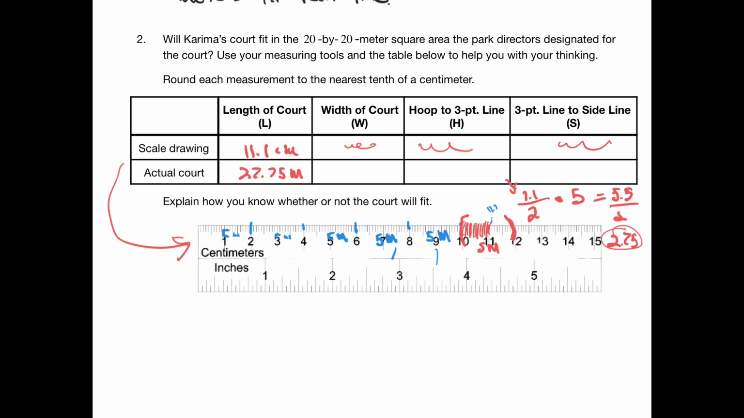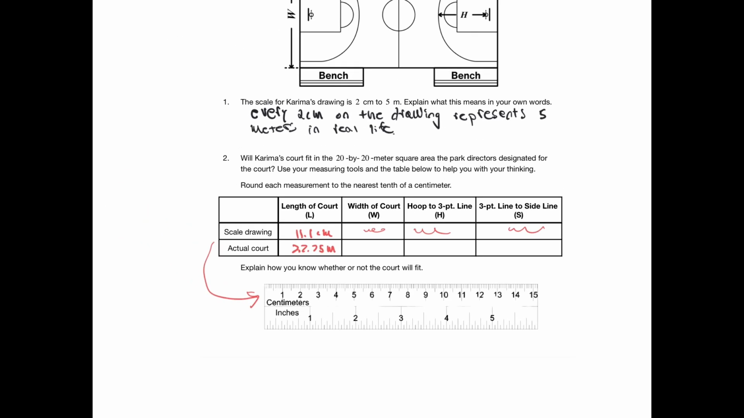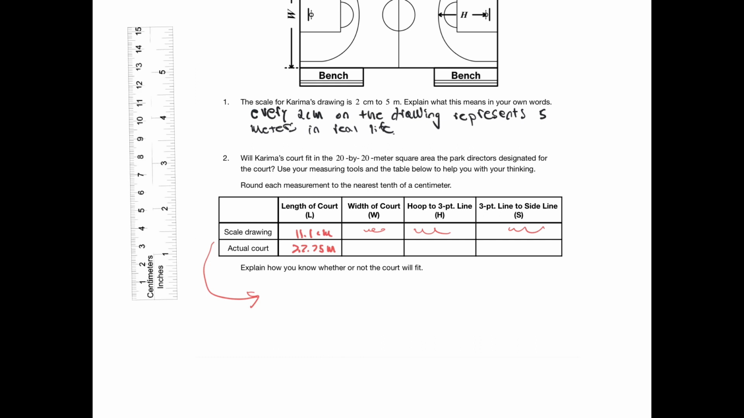Okay. Now, let me show you an easier way to do it. Or you might like that way, but let me show you a different way to do it. So instead of using the ruler, we'll just put that ruler off to the side. I'm going to figure out what my scale factor would be with this scale. So I know that the ratio is 2 to 5, 2 centimeters to 5 meters. And this is going to be the scale, well, we'll say it's the drawing to the actual.